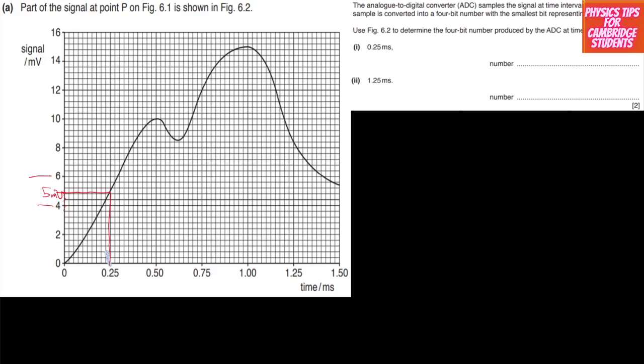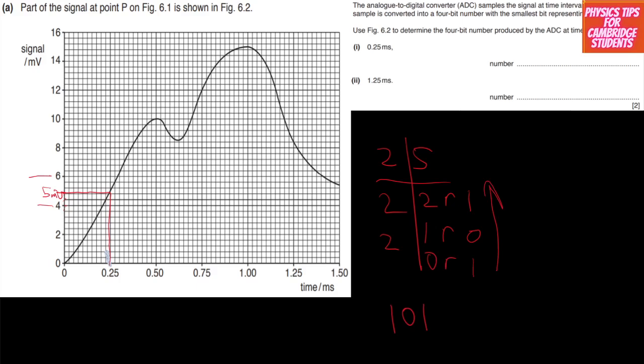Right, then we need to convert this 5 millivolts into a digital number. There are two ways to do that. One of the ways is to use the long division method, where you are going to say 2 into 5, that is 2 times, remainder 1. Then 2 into 2, that's 1, remainder 0. Then 2 into 1, 0, remainder 1. We take our number going upwards. It's going to be 1, 0, 1. But now since they've said that they want it as a 4-bit number, we're going to get it as 0, 1, 0, 1. So you're going to write there 0, 1, 0, 1.